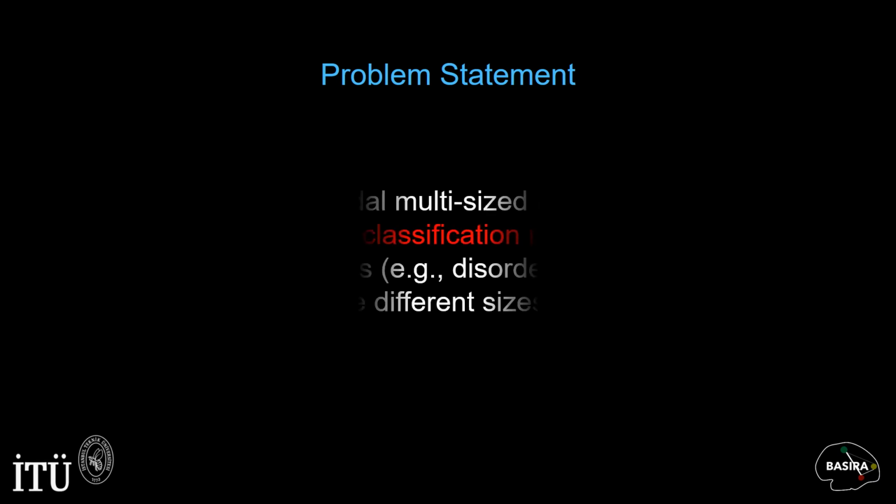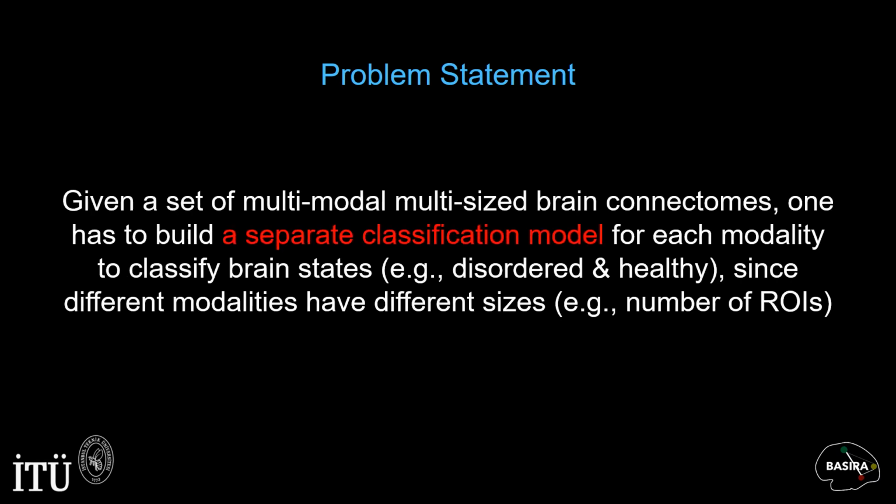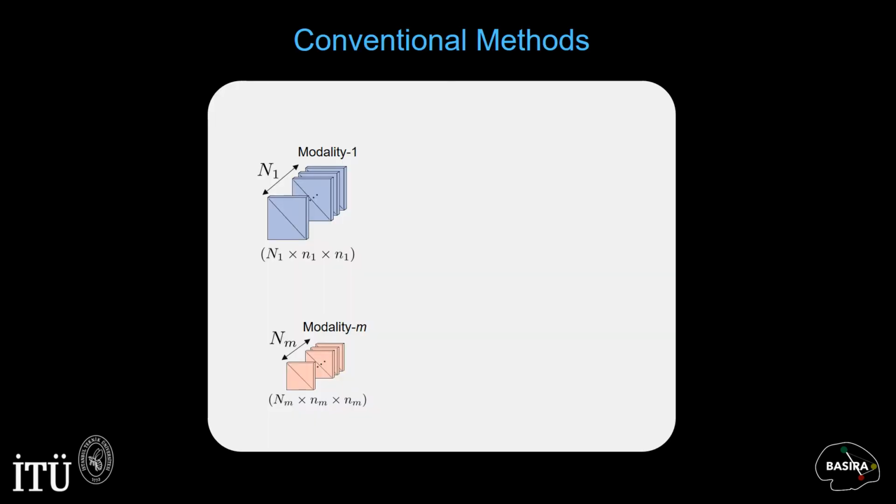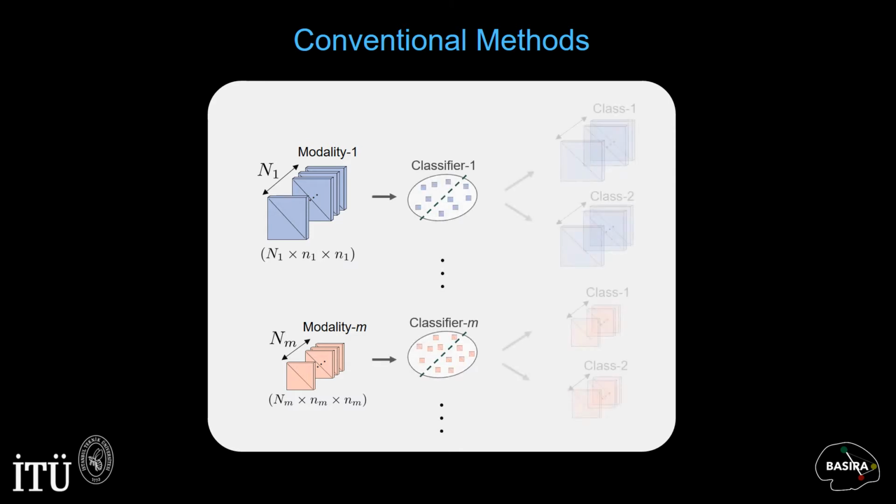Let's start with the problem definition. Given a set of multimodal multi-size brain connectomes, one has to build a separate classification model for each modality to classify brain states, since different modalities have different sizes. In conventional methods, for each modality an independent classifier should be trained to predict the classes, which is cumbersome as the number of modalities increases.